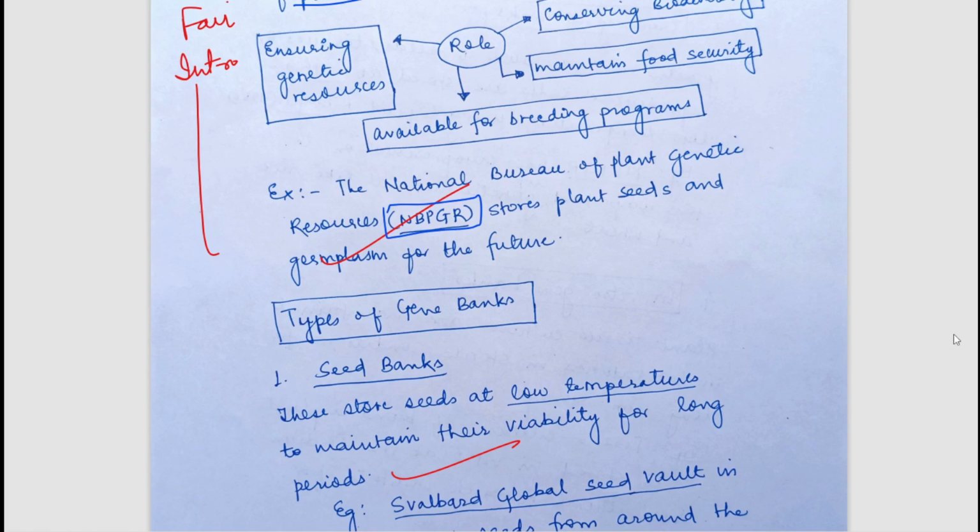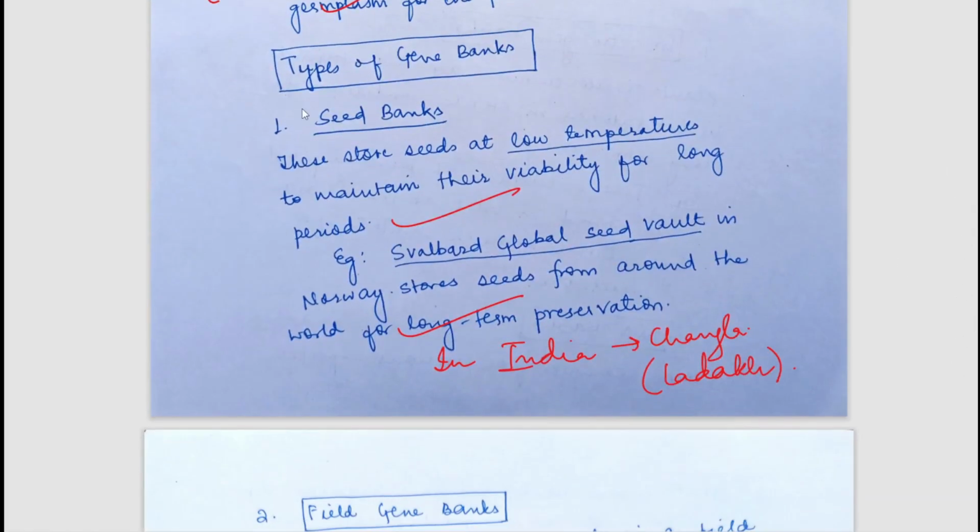Now, what are the types of gene banks? It could be seed banks. When we are storing the seed for genetic purposes, that is a seed bank. It is generally done by cryopreservation, that is storing at low temperatures. For example, the Svalbard gene bank of Norway, it is in the news also, so you should remember it.